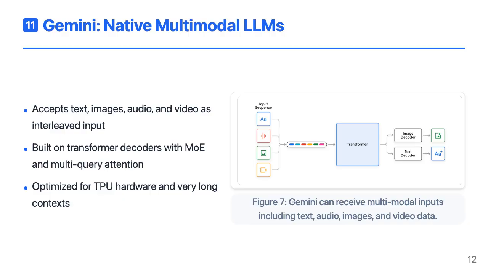The Gemini family moves beyond text-only models. Gemini can take mixed sequences of text, images, audio, and video, tokenize them, and process everything through a unified transformer decoder. Under the hood, it uses mixture of experts layers and efficient attention variants like multi-query attention, and it's tightly optimized for Google's TPU hardware. This design lets Gemini handle very long contexts and complex multimodal reasoning tasks.